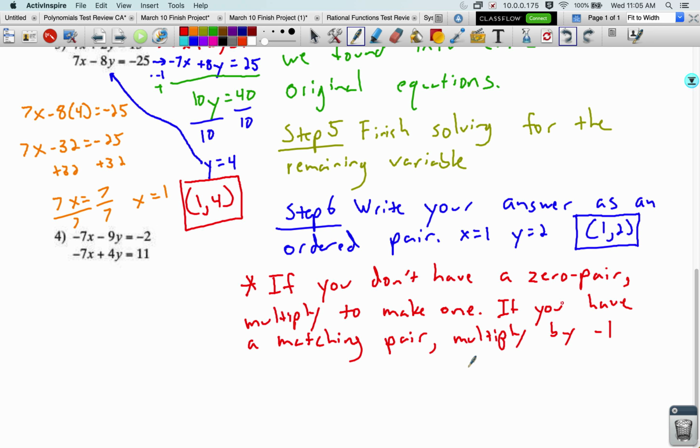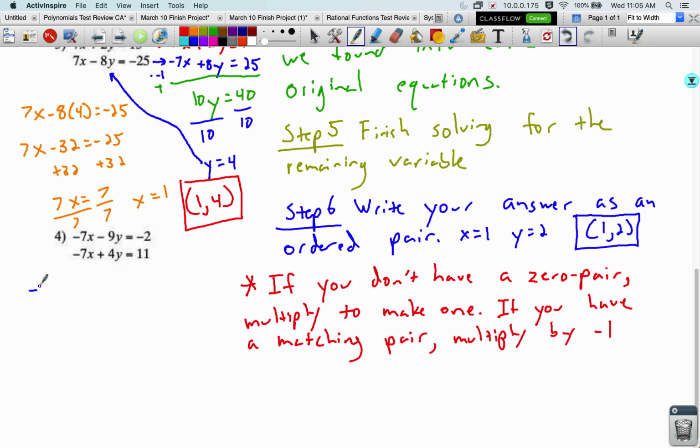All right, let's see which technique we need for problem number 4. Let's see, I've got a matching pair, so let me review this. If I don't have a zero pair, multiply to make a zero pair. It's maybe a little confusing. If you don't have a zero pair, multiply to make a zero pair. If you have a matching pair, multiply by negative 1. So this is a matching pair.